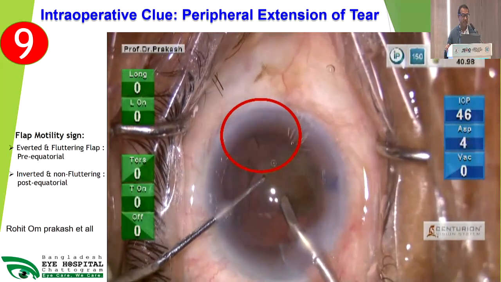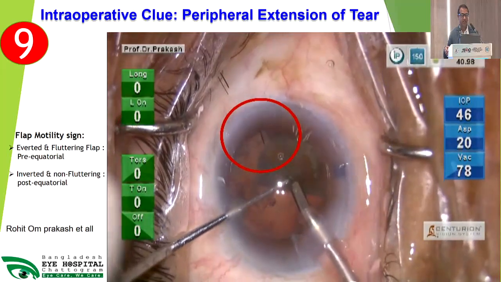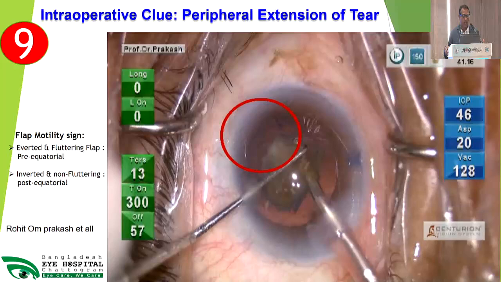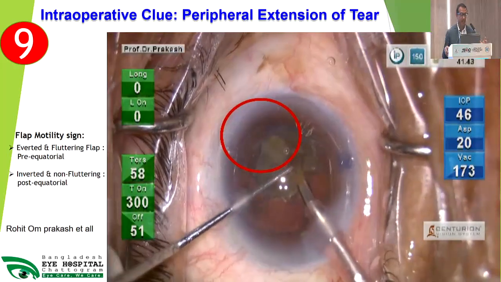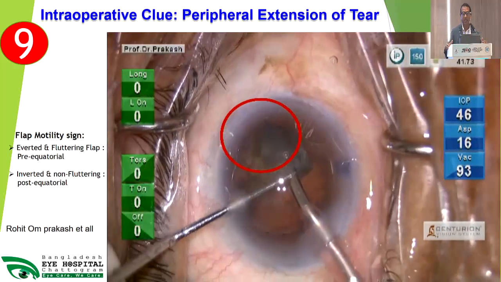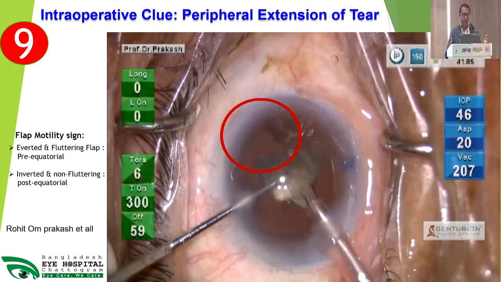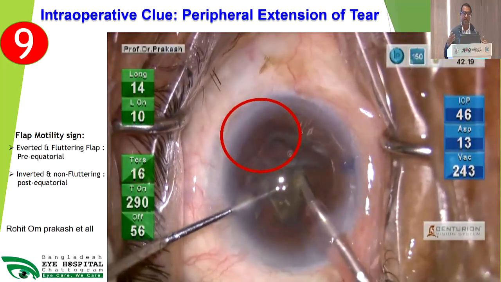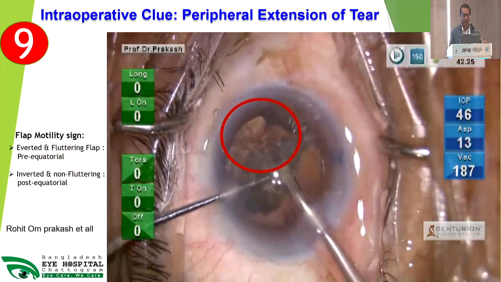The flap motility sign is a very important sign to assess the peripheral extension of a tear, which was described by Rohit Om Prakash. If the flap is everted and fluttering, that means it is pre-equatorial, so continuing phaco is safe. But if it is inverted and non-fluttering, that means it extends behind the equator. In that case, it is not wise to continue phaco.